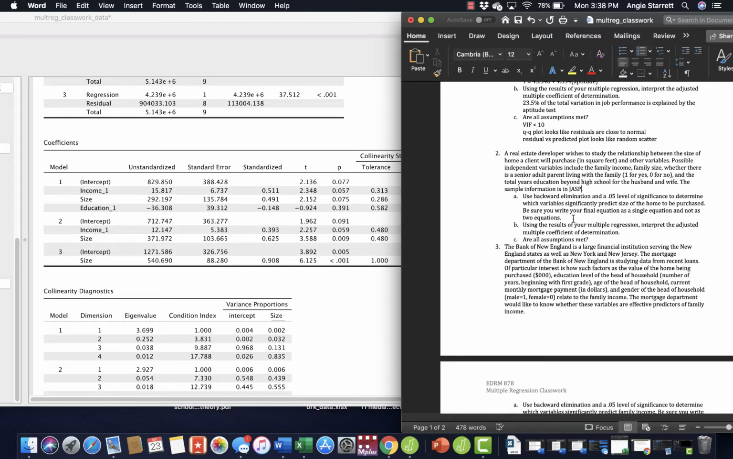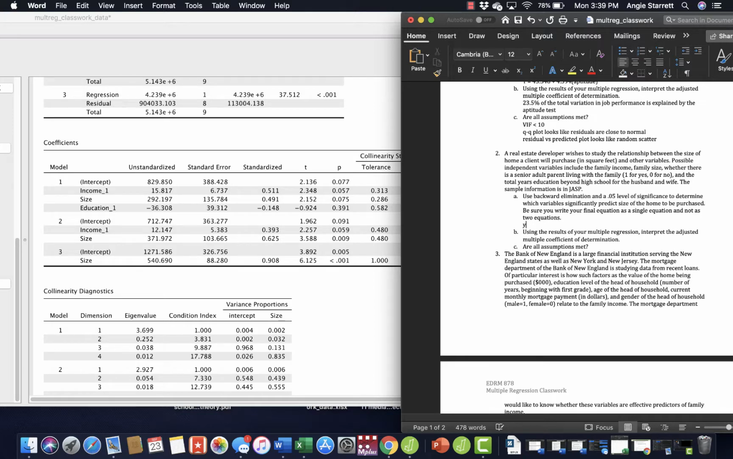And yes, of course, right? That makes total sense. All right, so our equation here would be y equals, we've got our final intercept in our third iteration, which is 1271.586. So that would be the square footage of a home with a family size of 0, plus 540.69 times size. So basically for each additional member of a family, we need about 550 more square feet.